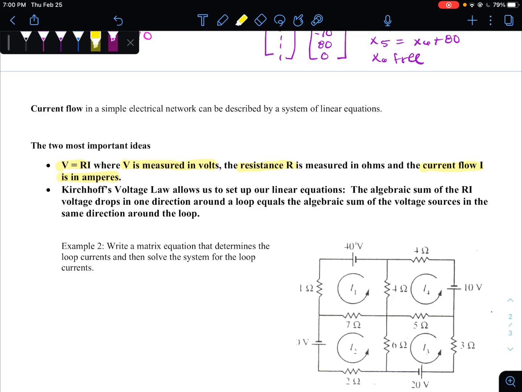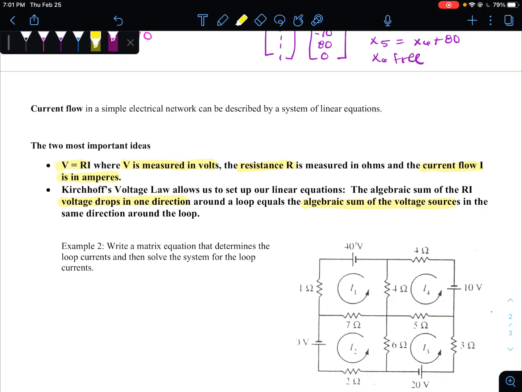What helps us actually set up the equation, okay, is that the algebraic sum of the voltage drops in one direction around a loop equals the algebraic sum of the voltage sources around the loop. So it's kind of another rate in, rate out problem, but this time it's like drops have to equal sources.